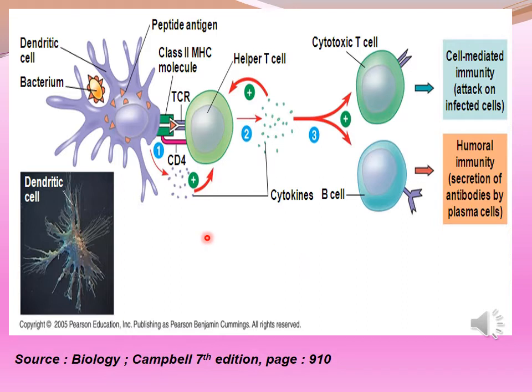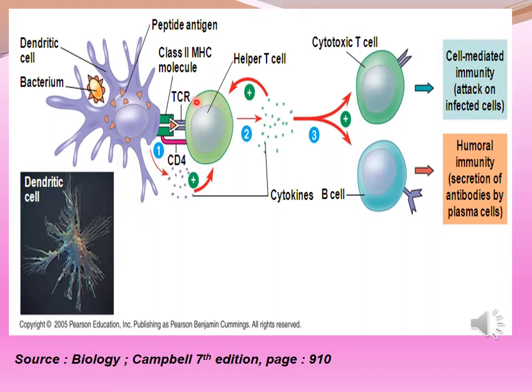This figure, which is taken from Campbell textbook, describes cell-mediated immunity and humoral immunity. In humoral immune response, antibodies help to eliminate antigens by promoting phagocytosis and complement-mediated lysis. In the cell-mediated immune response, specialized T cells destroy infected host cells. Helper T cell triggers both the humoral and cell-mediated immune response.